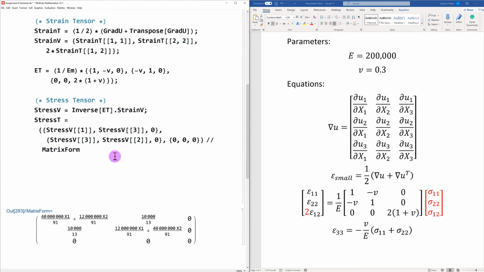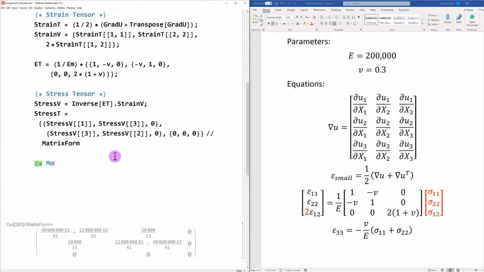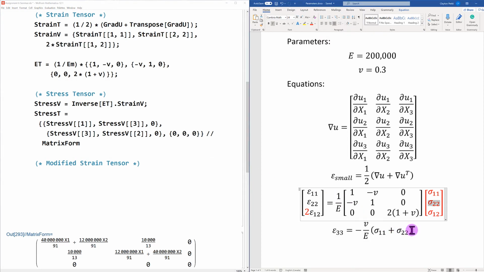The last thing that we're going to want to revisit is the, I'll just say, modified strain tensor. So remember that we couldn't find the complete strain tensor before because we needed this little doodah down here, epsilon 33, but we couldn't find it because we needed sigma 11 and sigma 22, which we didn't know at the time. Luckily for us now, we can find epsilon 33 because we now know sigma 11 and sigma 22. So as we can see, it's going to be negative V divided by E, so I'm just going to put that right there, multiplied by sigma 11 plus sigma 22.